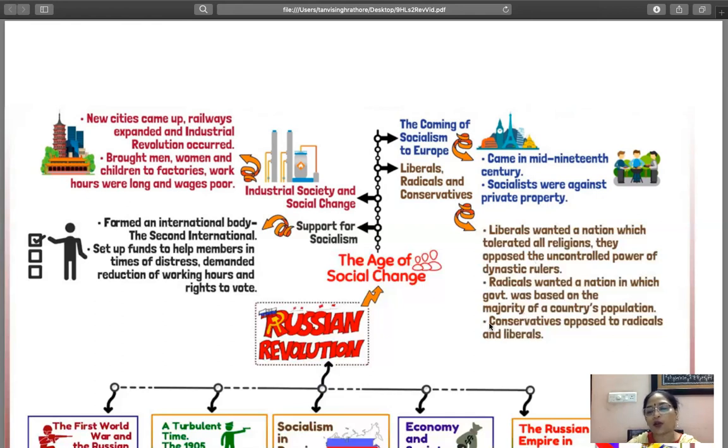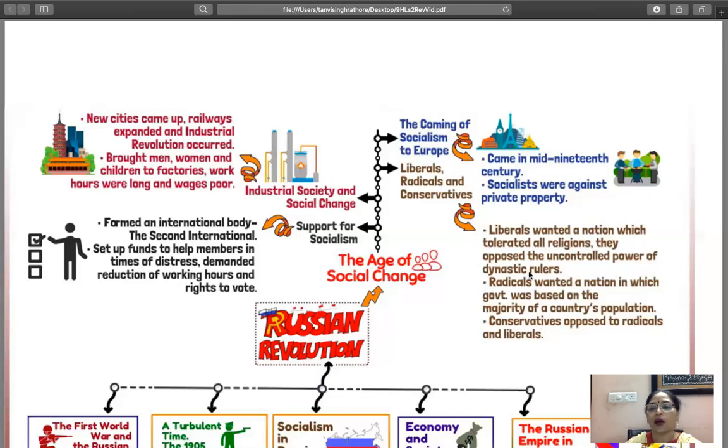While conservatives were totally opposed to both radicals and liberals. What did they want? They wanted that the old traditional methods or dynastic rules should be there. They were open to changes, but they wanted those changes to be very slow, while keeping intact the old traditional monarchical form of government.